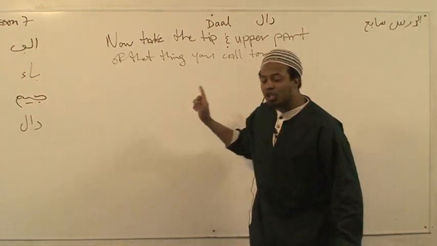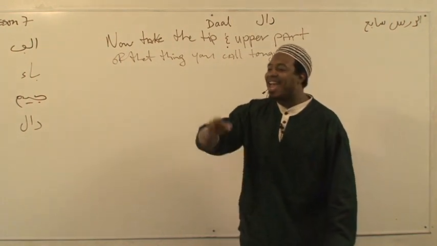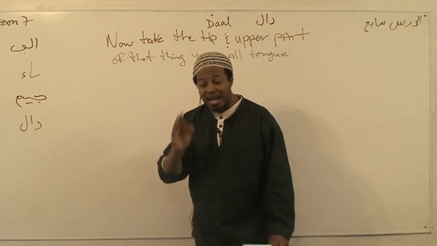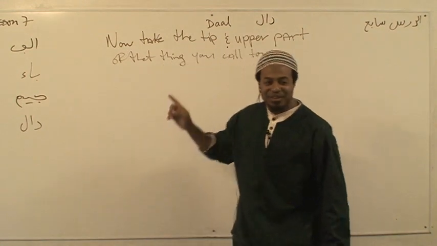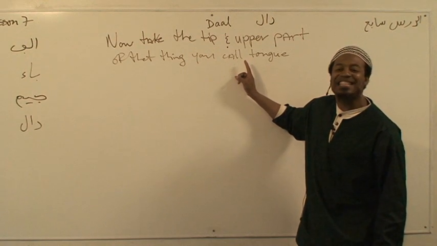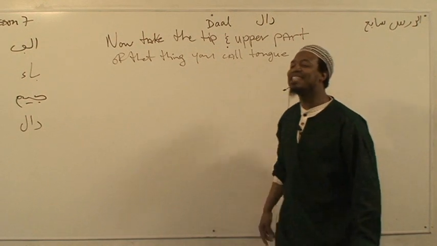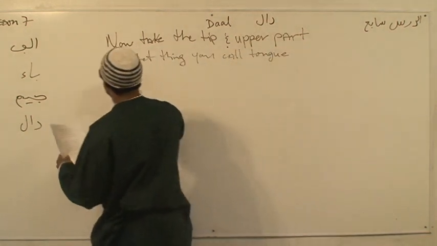Okay? What he's doing now is describing to you in detail exactly how to pronounce the letter DAAL. Everybody say DAAL. All of a sudden you're using the tip and upper part of your tongue, right? Everybody say DAAL. Say DA. Okay, now he's going to complete it. And press it.